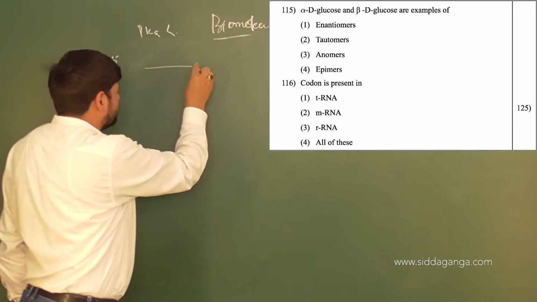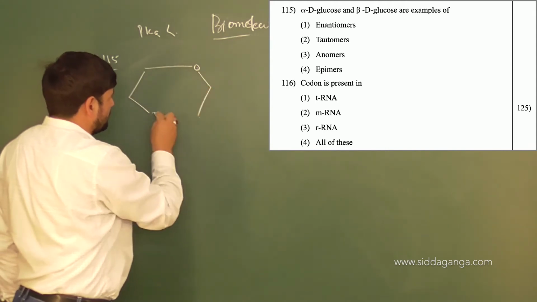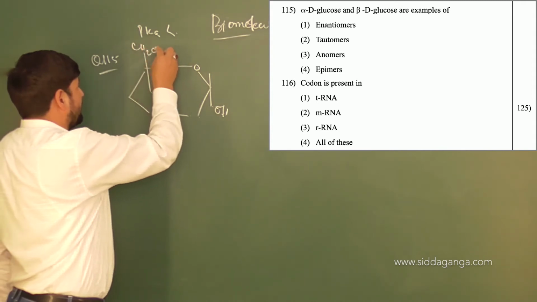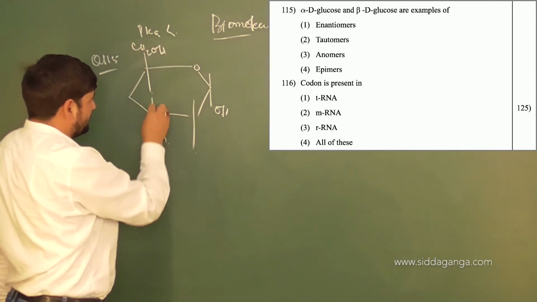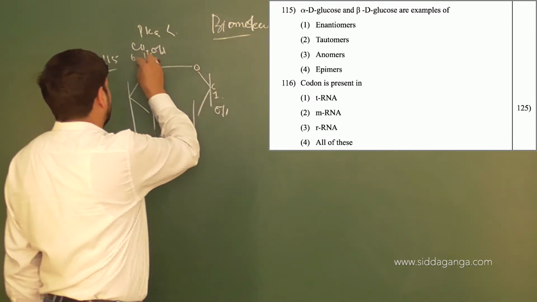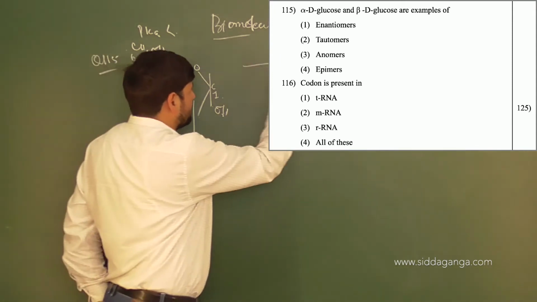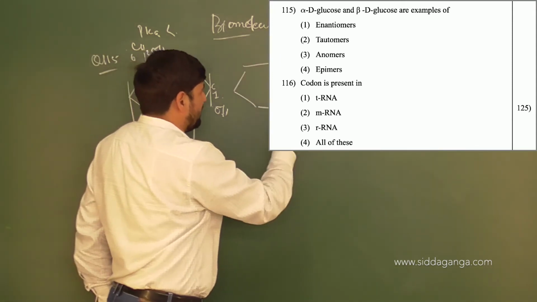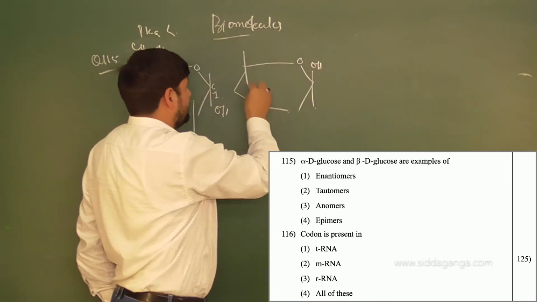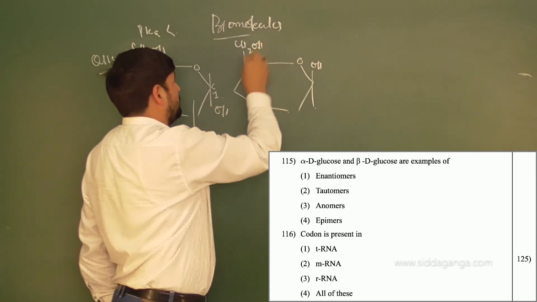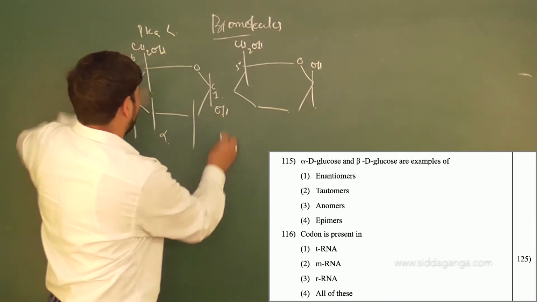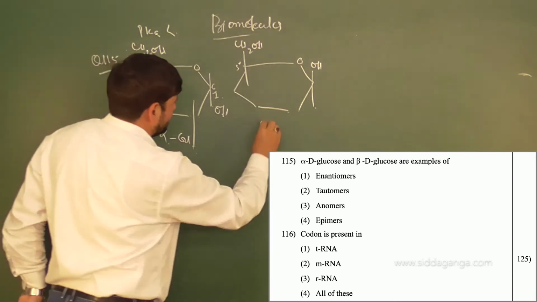So what is alpha D glucose? Very simple. In alpha D glucose, OH and CH2OH are in opposite positions. This is alpha glucose. The rest I am not mentioning because that's not important. This is carbon number 1, and this is carbon number 6. Beta D glucose will be the same, but with one difference: OH and CH2OH at the 5th position are in the same direction, so they are cis. Here they are trans.